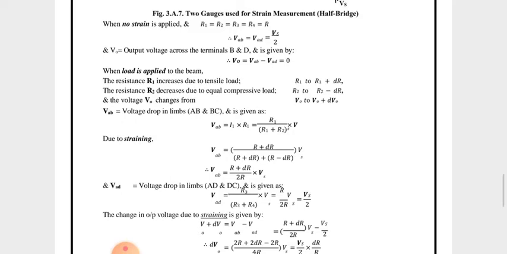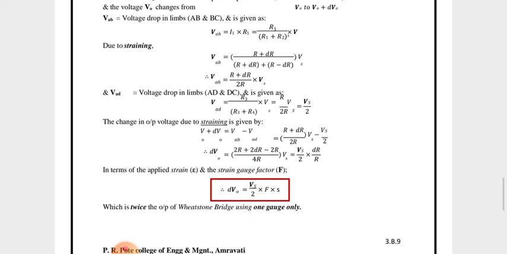The change in output voltage due to the straining is given by VO plus dVO equal to VAB minus VAD, equal to R plus dR upon 2R into Vs minus Vs by 2. So the output voltage dVO equal to Vs by 2 into dR by R. The simple mathematical relation is there, nothing is difficult. If you just go through it, you will understand each and everything. In terms of the applied strain, with strain gauge factor F, dVO equal to Vs by 2 into F into epsilon.